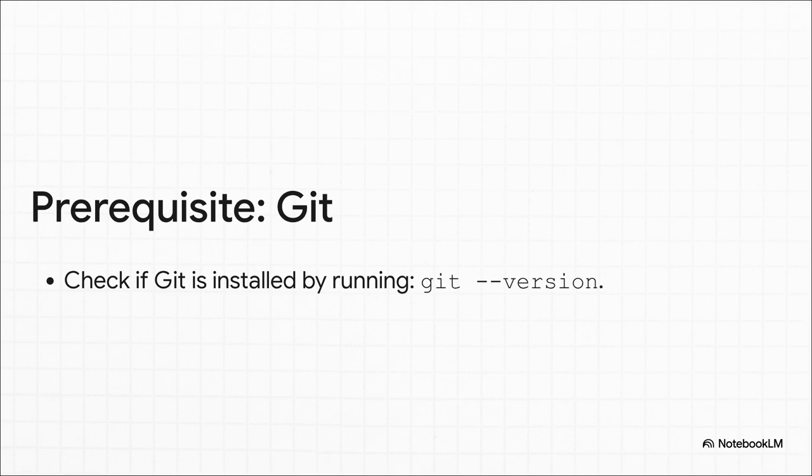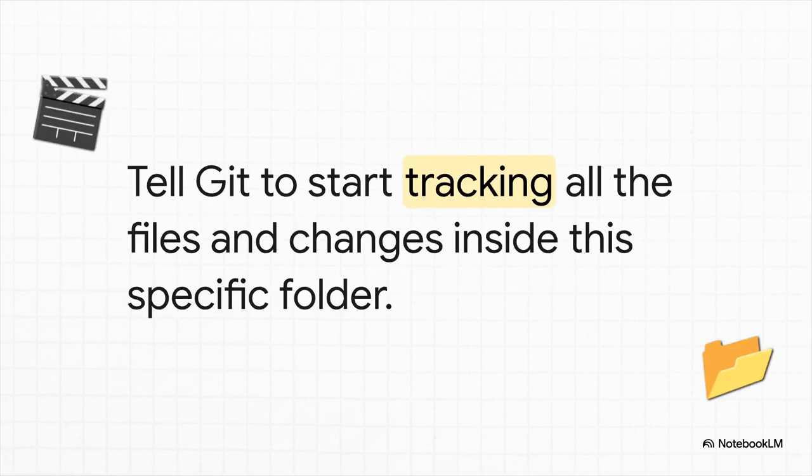If you see a version number pop up, you're golden. If not, you've got to pause and install Git first. Awesome. Now that we know Git is ready to go, our first real command is to initialize it. What does that even mean? It's basically us telling Git, hey, pay attention to this folder right here. I want you to start keeping track of everything that happens inside it.